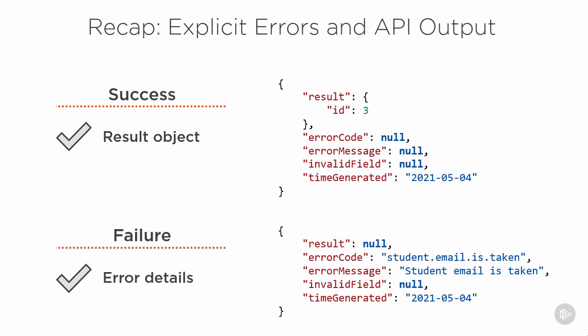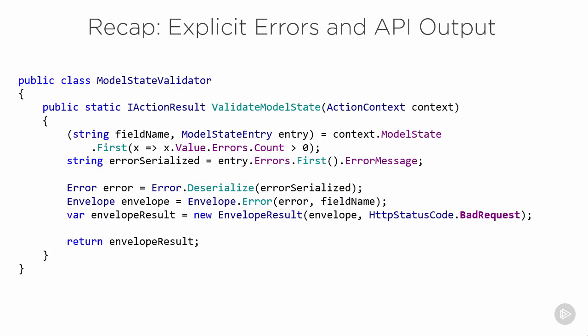Note that our envelope currently shows only one error, but we can easily show multiple errors. For that, we just need to modify the envelope class to include a collection of errors, and modify our model state factory to fetch not just the first error in the model state, but all of them. And of course, you can always come up with your own envelope structure and include the fields that are useful in your particular project.